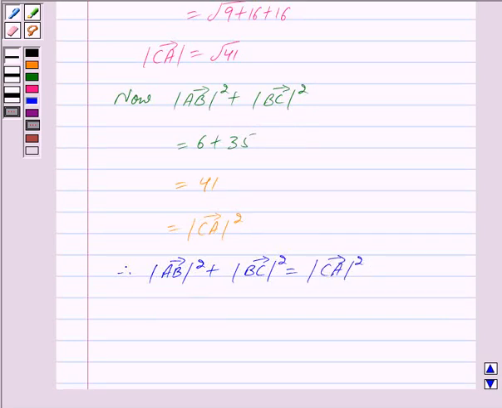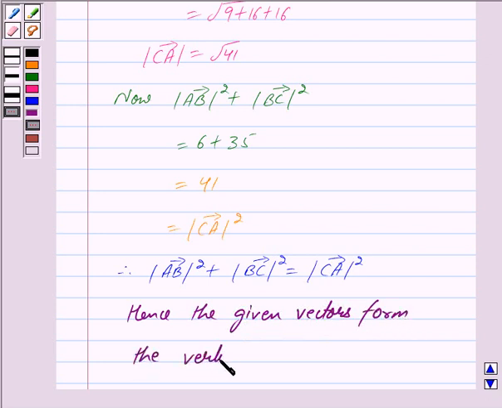That is, we have shown that the sum of squares of magnitudes of vector AB and vector BC is equal to the square of magnitude of vector CA. Hence, the given vectors form the vertices of a right angled triangle.